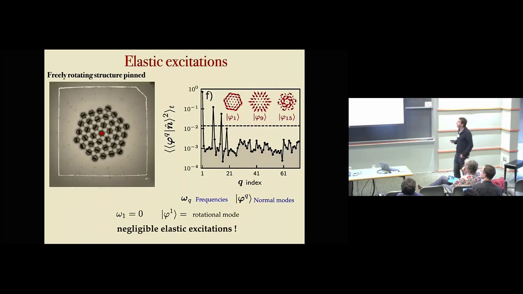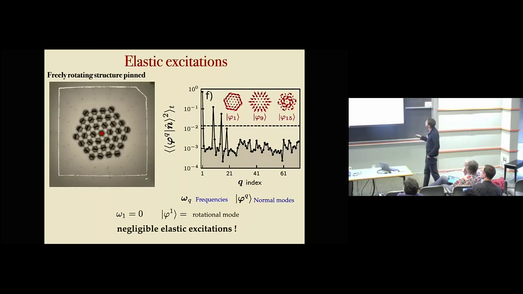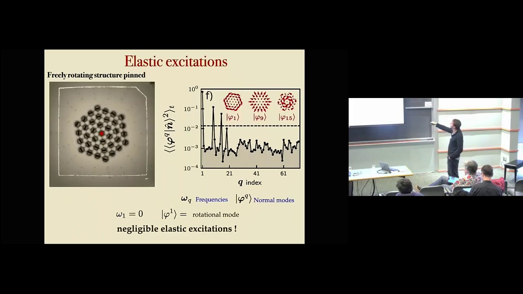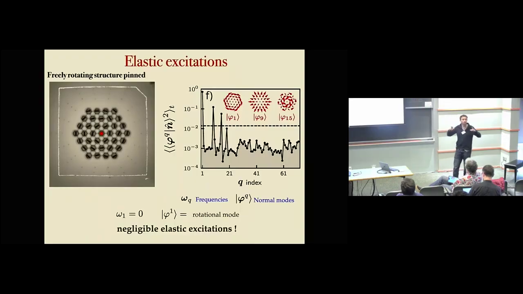Okay, and so this is rotating, and we measure how excited each mode is in this system. This one here is just the overlap between the different modes of our elastic material and the polarity vector, which is a signature of how much each mode is excited. And this one represents the first mode, which is actually a zero mode, just the rotational mode. So I have zero energy, and all of the others represent the other modes.